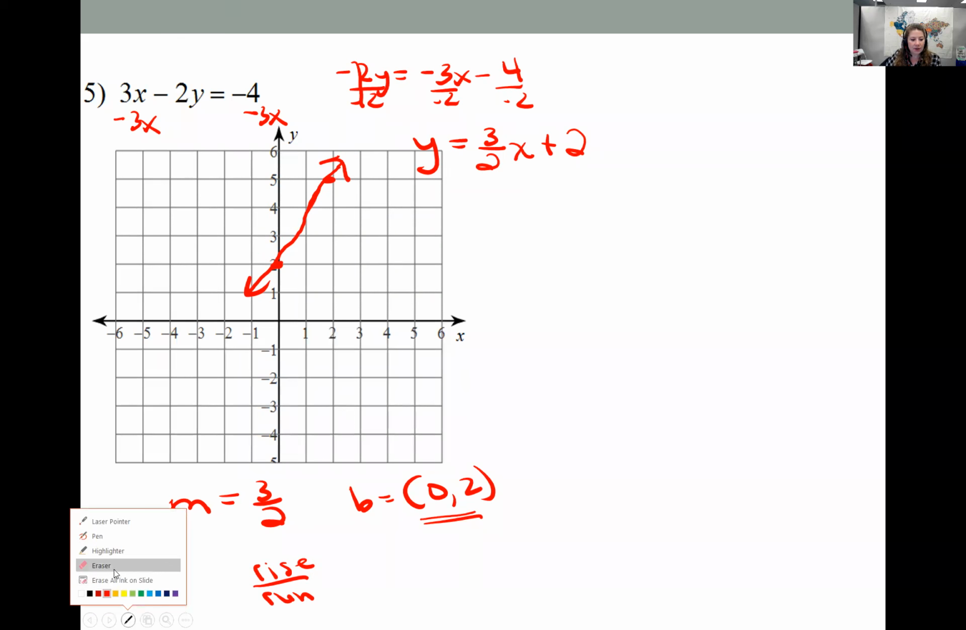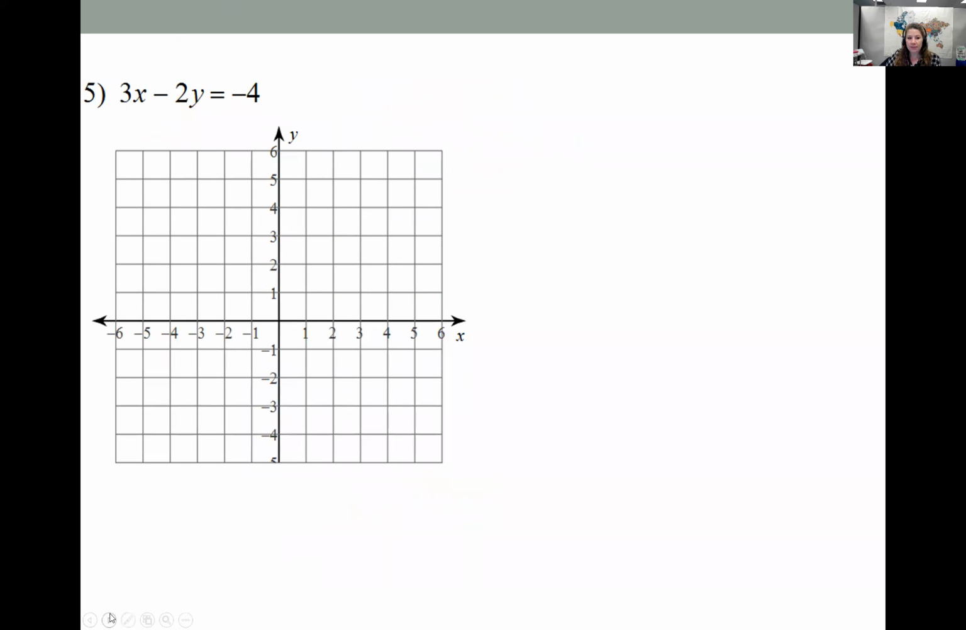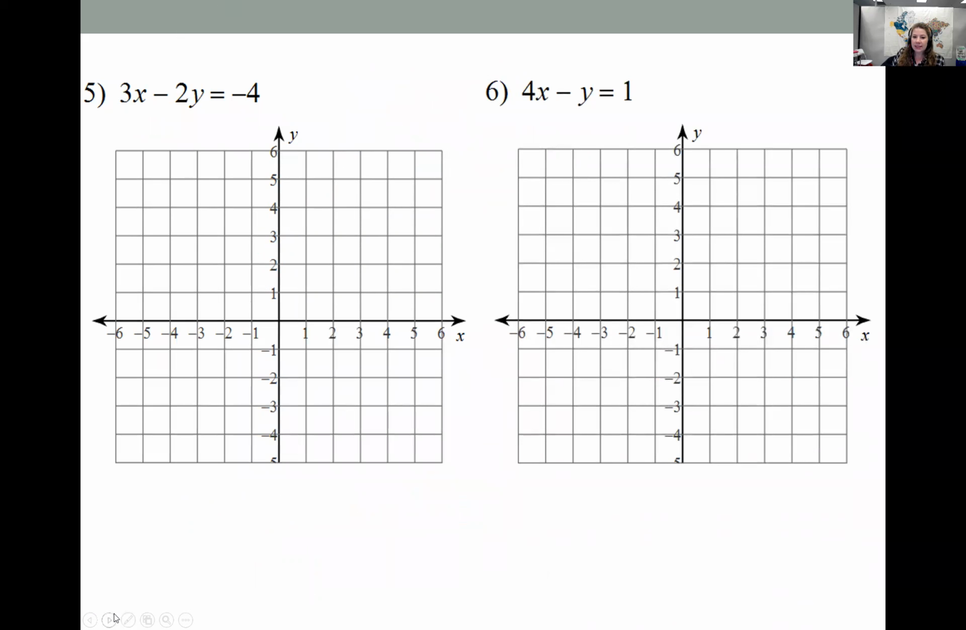All right, let's try another one. Do these with me, everybody. All right, number 6, we're going to solve for y. So the first thing we're going to do is subtract 4x from both sides. So we have negative y is equal to negative 4x plus 1. So how do we get rid of that negative y? We're going to divide everything by negative 1. So what do we have? Negative 1 divided by negative 1 is positive y equals negative 4 divided by negative 1 is positive 4x. And 1 divided by negative 1 is minus 1.